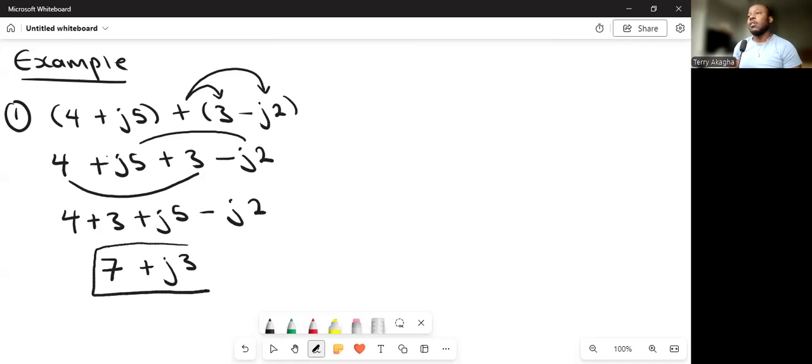And that will be the answer for that. Okay, so let's pick another example. So let's say number 2. We have 4 plus 7J, minus 2 minus what?